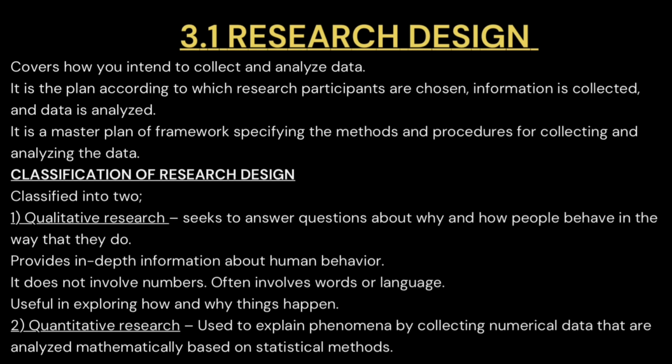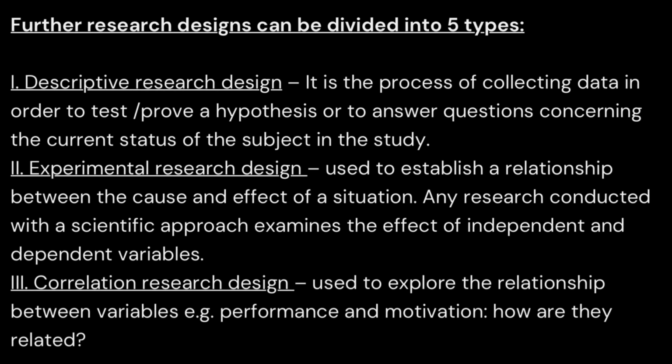Qualitative research seeks to answer questions about why and how people behave in the way they do. It provides in-depth information about human behavior. It does not involve numbers, often involves words or language. It's useful in exploring how and why things happen. Quantitative research, on the other hand, is used to explain phenomena by collecting numerical data that are analyzed mathematically based on statistical methods. Further, research designs can be divided into 5 types.